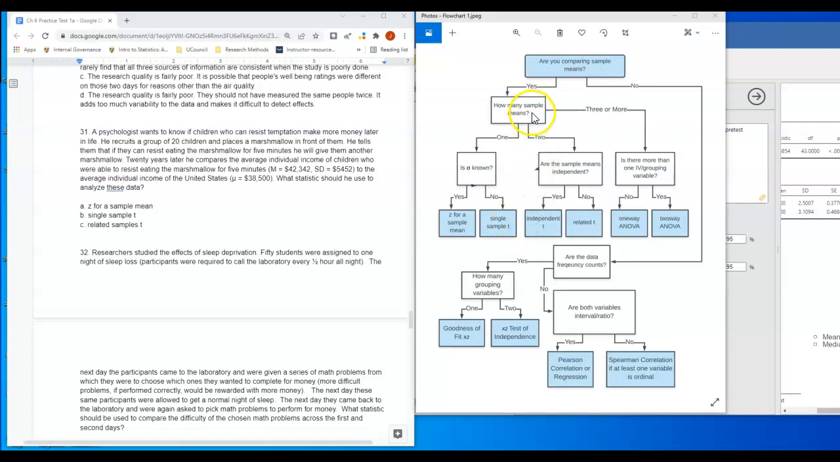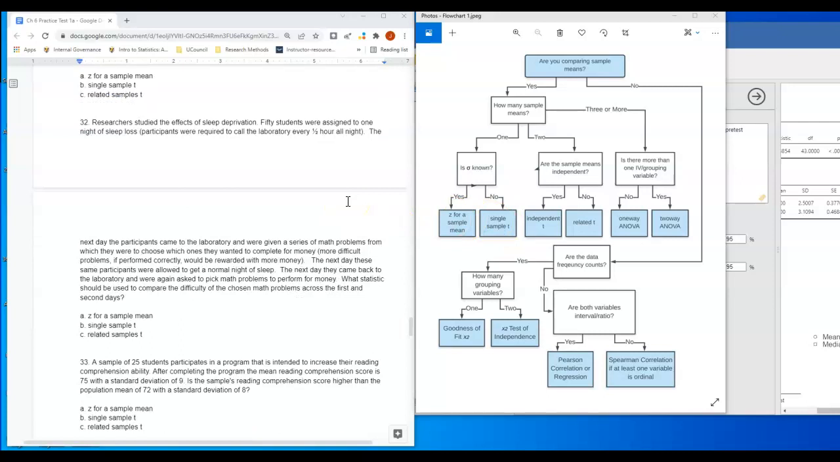So remember, we're comparing sample means. The question is how many? You have one or two. We only have one sample mean in this problem. And then, do we know the population standard deviation? Nope. And so it has to be a single sample t.